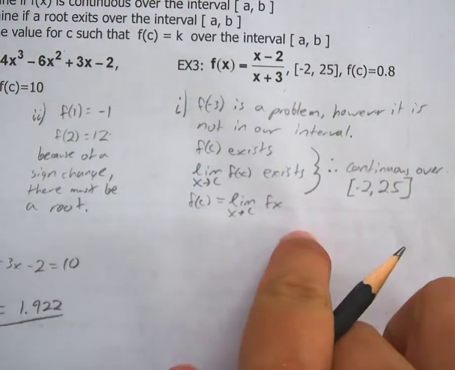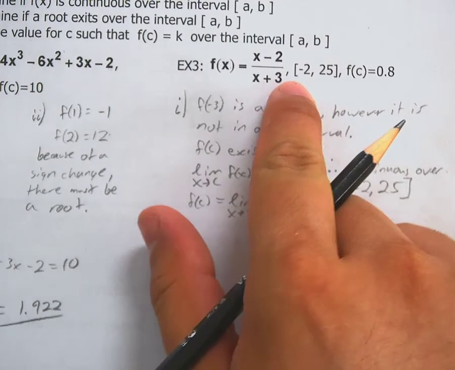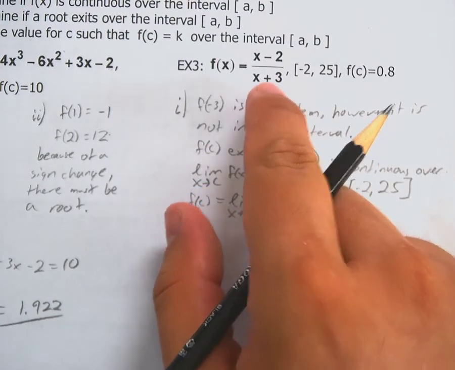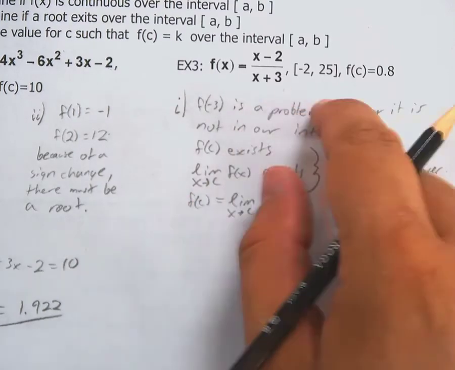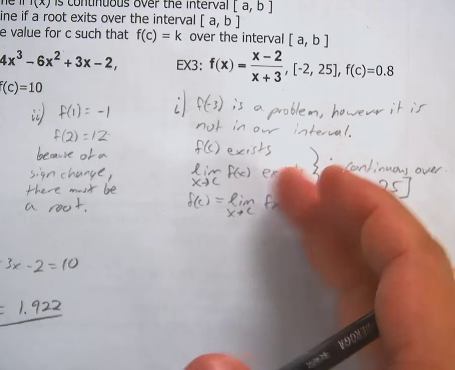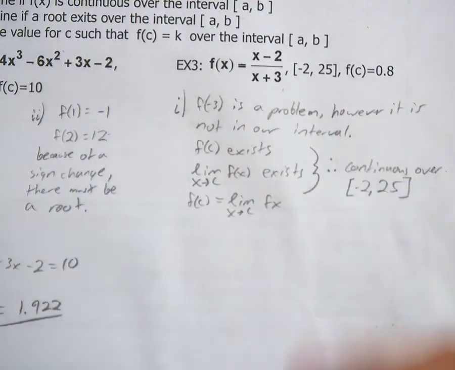Okay, so again, you see what I did there. I looked for a place where it could be discontinuous. Here we have an asymptote at negative 3. I look at that and I say, is that in my interval? In this case, it is not. It's outside of my interval. So because it's outside of my interval, I can have a continuous function.